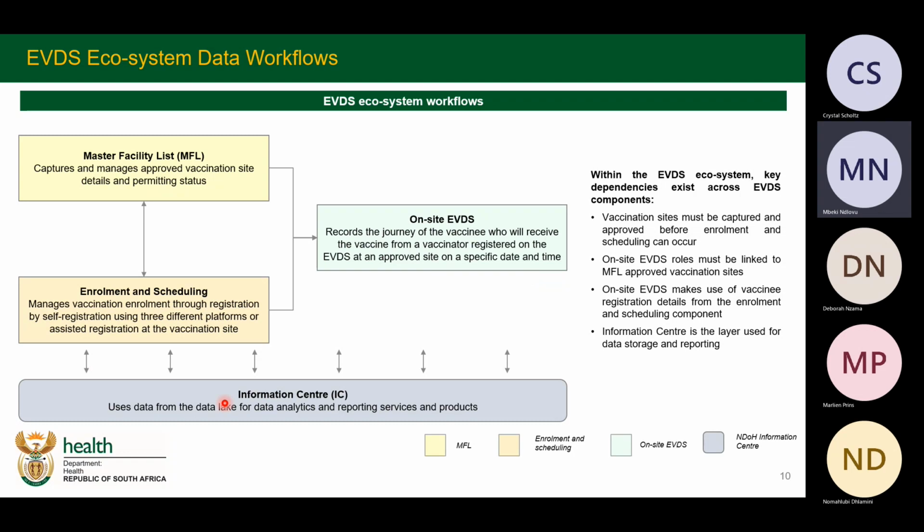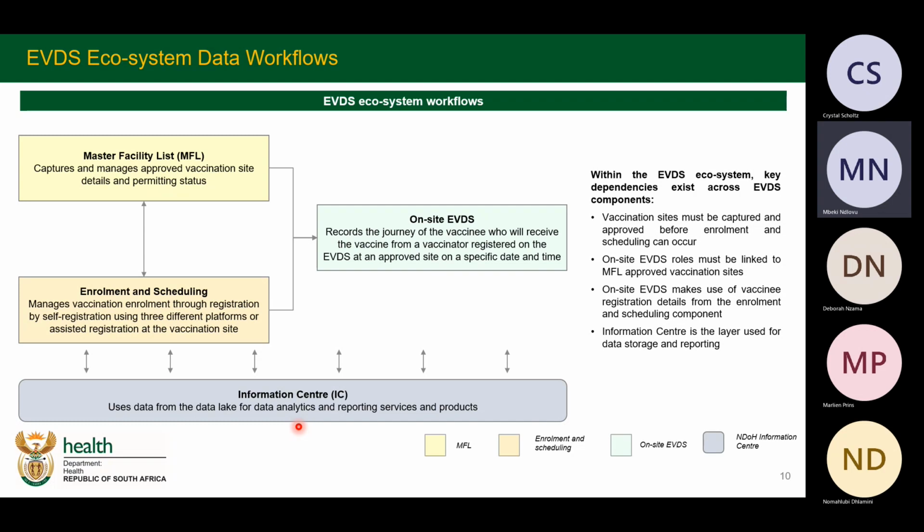So we can see that the direction is you start from this site moving on to the Onsite EVDS, but at the same time, we see here at the bottom that there is a constant movement of data between these components as shown by the arrows, and the information center uses the data from the data lakes for data analytics and reporting services and products.